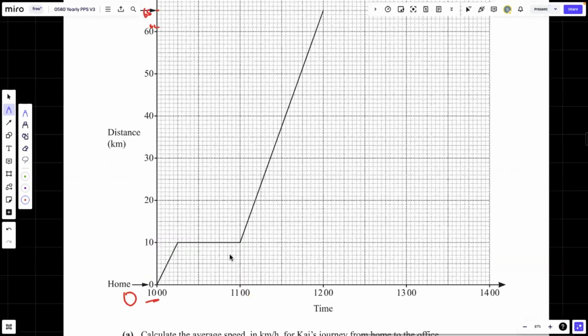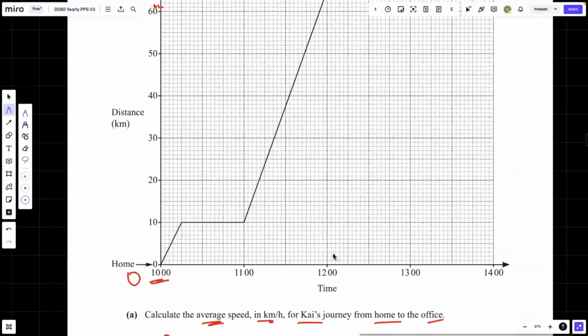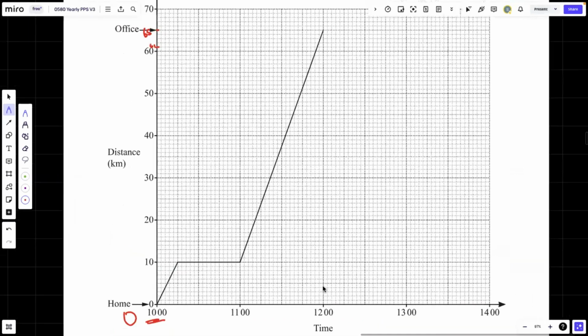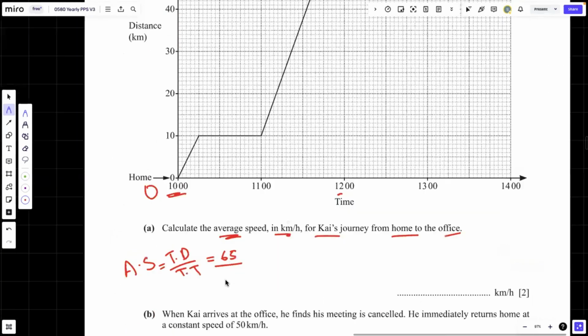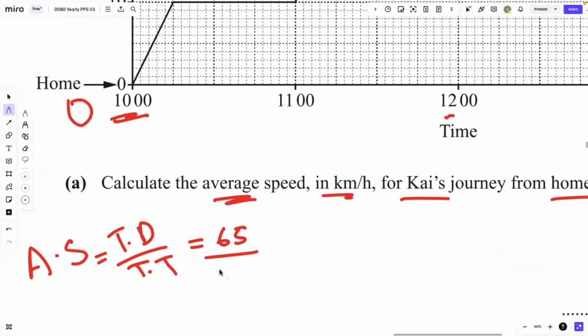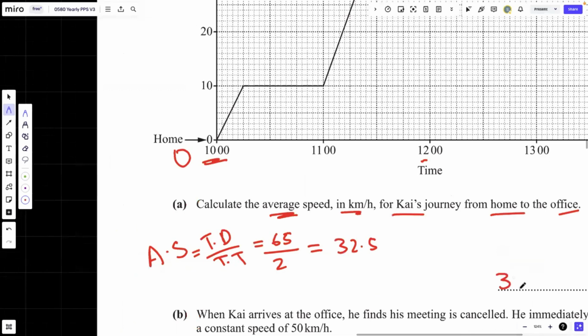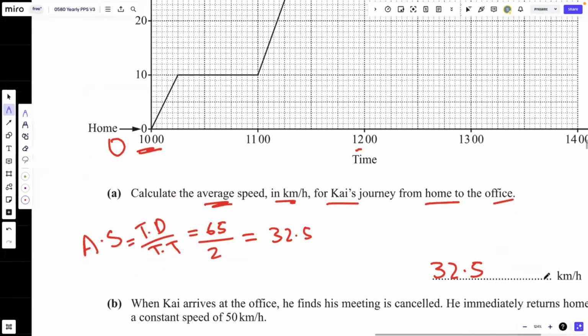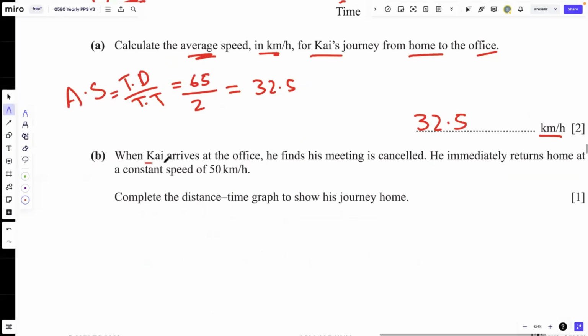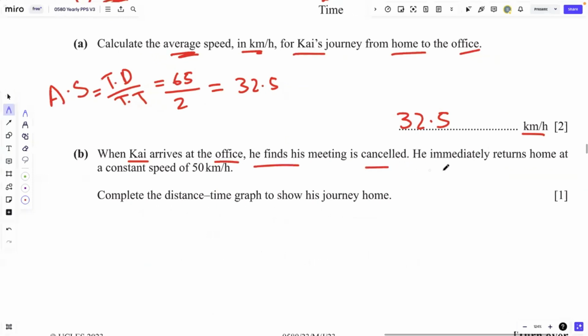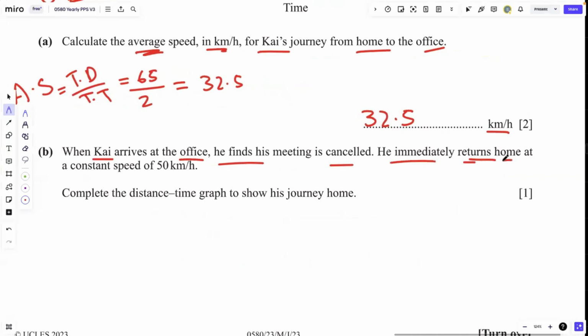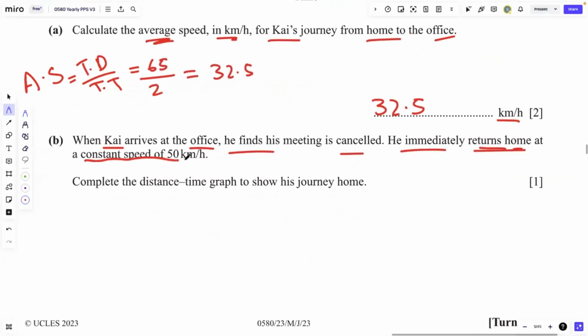Total time traveled would be from 10 in the morning, and he reached at about 12. So that's 2 hours, because we have to write the time in hours. So 65 divided by 2 is going to give us 32.5. That's your average speed. 32.5 kilometers per hour. When Kai arrives at the office, he finds his meeting is cancelled. He immediately returns home at a constant speed of 50 kilometers per hour. Complete the distance time graph to show his journey.